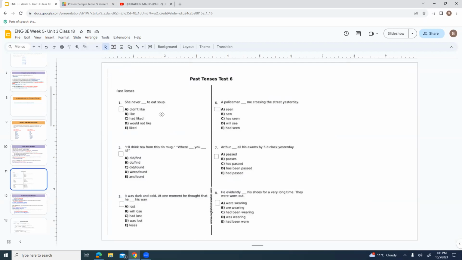You know what? I'm going to go to the board really quick for this because I think it'll be easier. We've got number one, and I didn't include the whole task. There just wasn't room for it to be visible. She never something to eat soup. She never didn't like to eat soup. No, that doesn't make any sense. She never liked to eat soup. Nope. She never had liked to eat soup. She never would not like to eat soup. I would just go with liked.